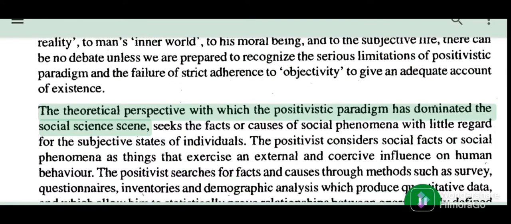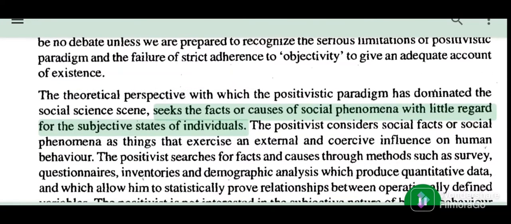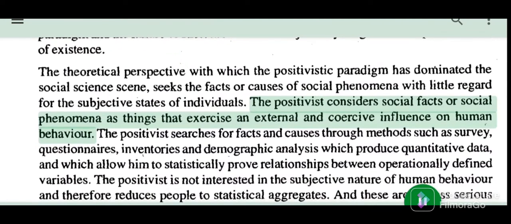The theoretical perspective with which the positivistic paradigm has dominated the social science scene seeks the facts or causes of social phenomena with little regard for the subjective states of individuals. The positivist considers social facts or social phenomena as things that exercise an external and coercive influence on human behavior.